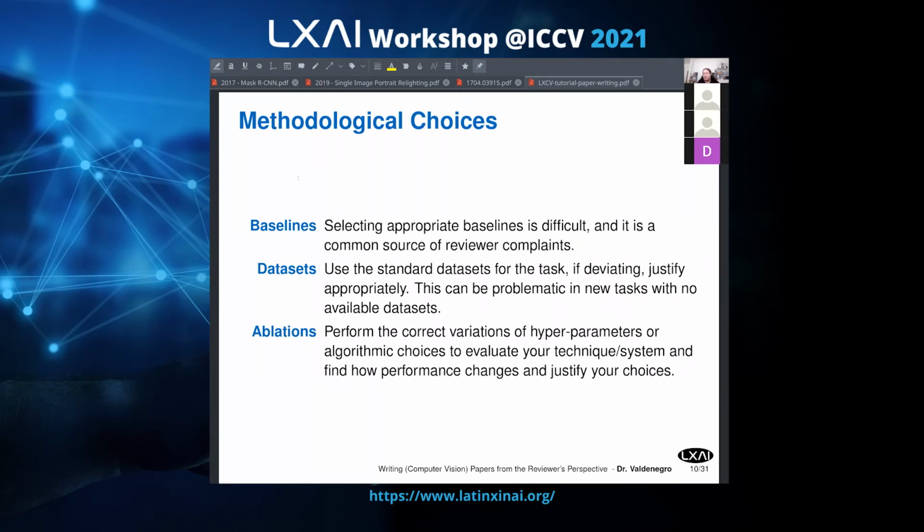So for datasets, you should definitely use the standard dataset for the task. And of course, again, this needs to connect back to the state of the art. If you're solving a task that is well known, then you should definitely use the standard dataset and not try to deviate. If you deviate from the standard dataset, you should definitely justify appropriately why. And this connects back to the 7Ws. Anything that looks, let's say, a bit strange to the reviewers should definitely be justified correctly.